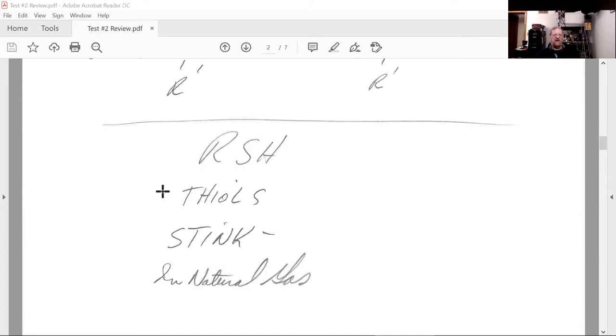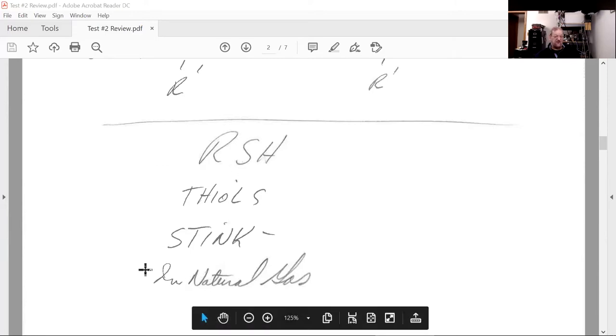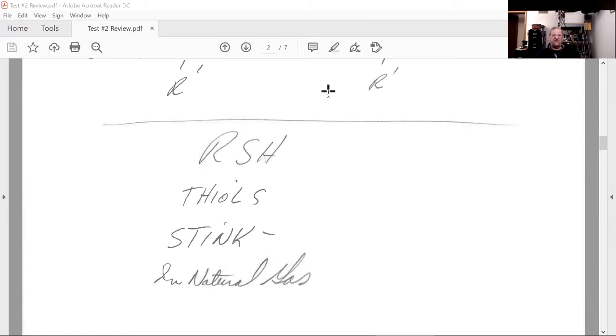So for thiols, you should know it's got a sulfur instead of an oxygen, SH on the carbon, and it stinks, and it's put into natural gas so you can smell a leak.